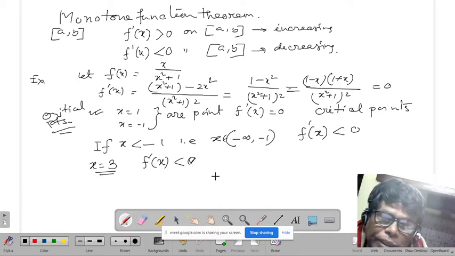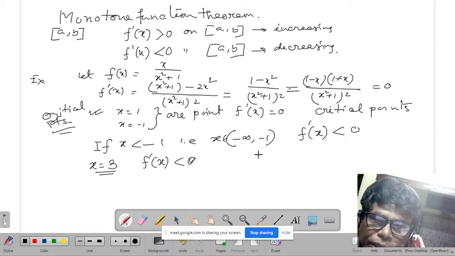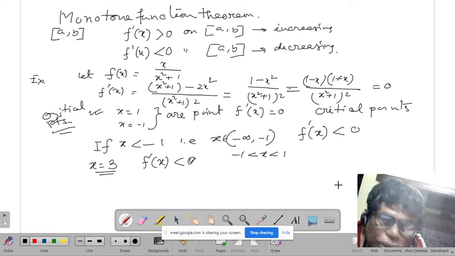Then let us take the interval beyond 1 and minus 1. Here you see, if x is greater than 1, this is also negative. If x is less than minus 1, or greater than 2, x equal to 2, this is also negative. Then at x equal to 1, it is 0.